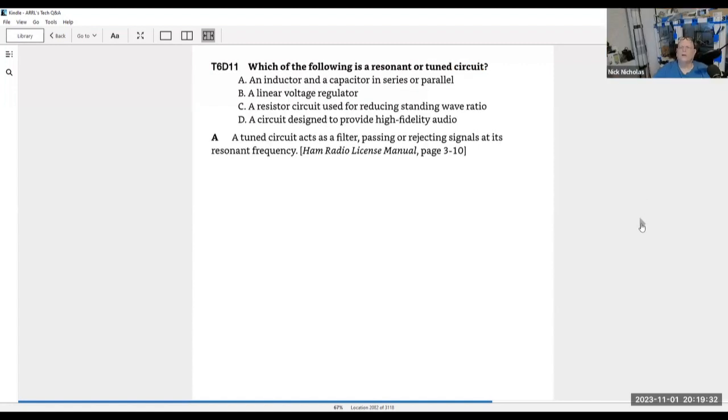Which of the following is a resonant or tuned circuit? An inductor and a capacitor in series or parallel. Right there is the answer. Tuned circuits, depending on how they're applied and what they're used for, will either be an inductor and a capacitor in parallel or in series, or there will be multiple capacitors and multiple inductors, or any combination thereof in series or parallel.